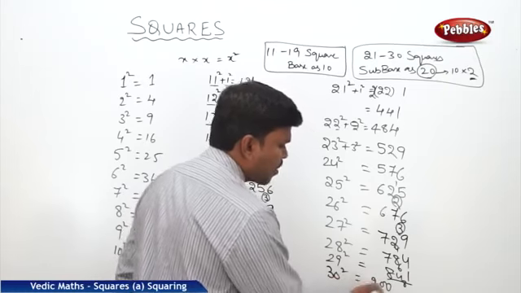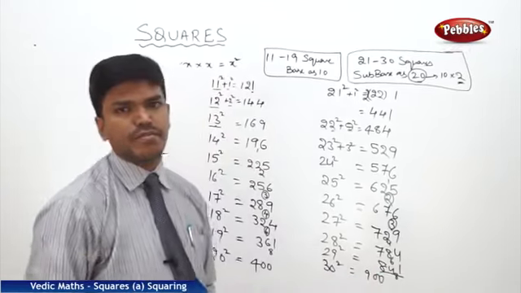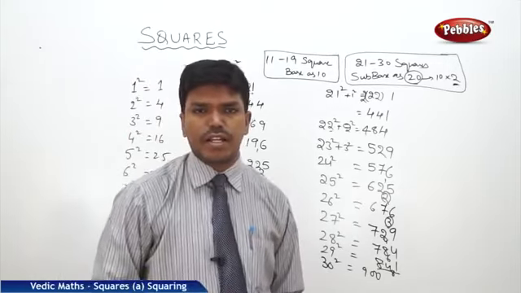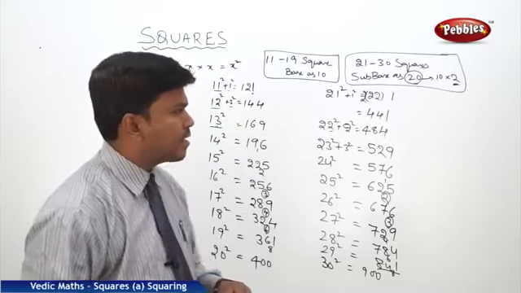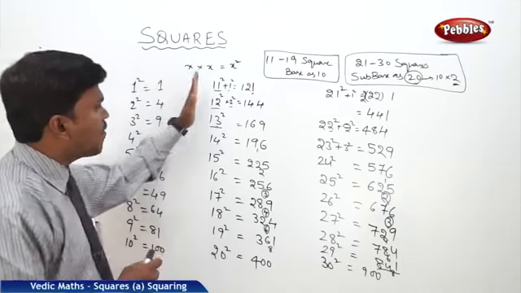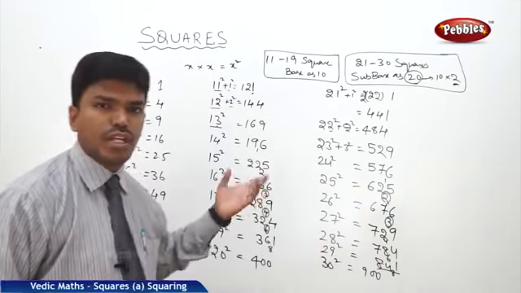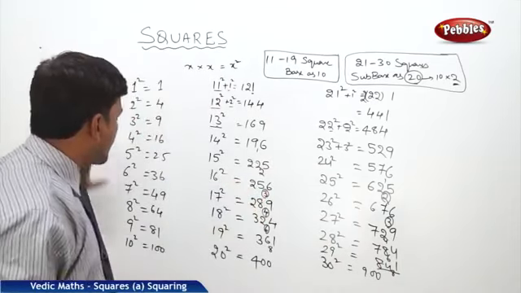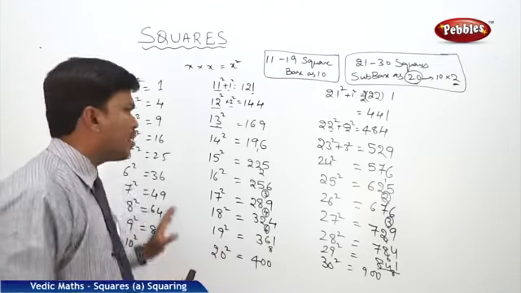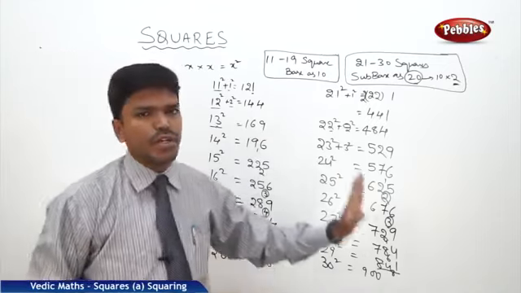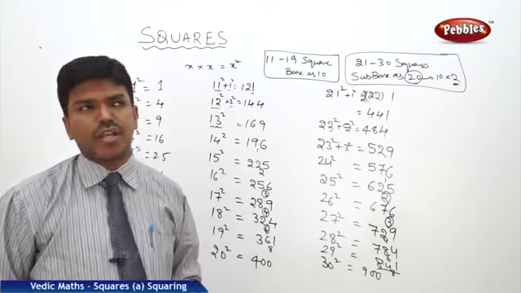900. Just 3 square 9, put 2 zeros beside. Okay, so it is 900. So like this we can easily calculate from 11 to 30 square. Of course, anyhow you know 1 square to 10 square already. Now with the help of these squares we are going to calculate from 11 to 30 squares.